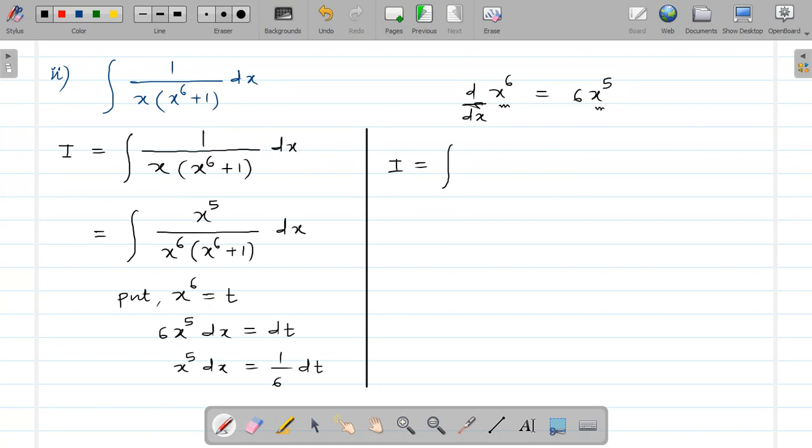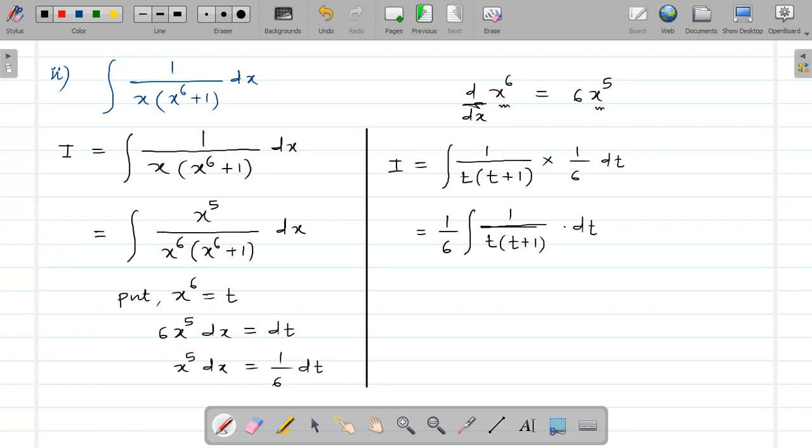After this, in place of x raised to 6 I will put t, and in place of x raised to 5 dx I will put 1 upon 6 dt. So that's why we get 1 upon t into t plus 1 into 1 upon 6 times dt. Now we have to evaluate the integration. So 1 upon 6 keep outside, into integration 1 upon t into t plus 1 into dt.